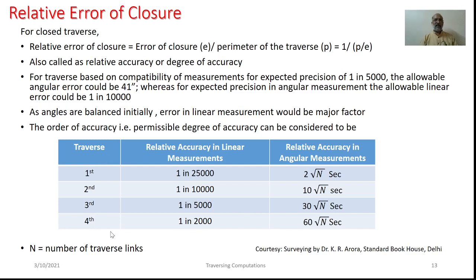For the order of traverses, we can work out the relative accuracy in angular measurements by making use of these particular respective expressions. So here, these particular values will assist us to determine the relative error of closure.